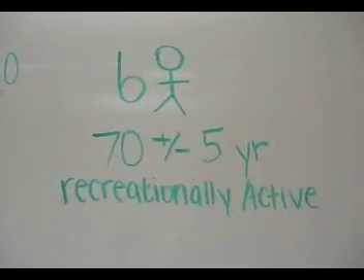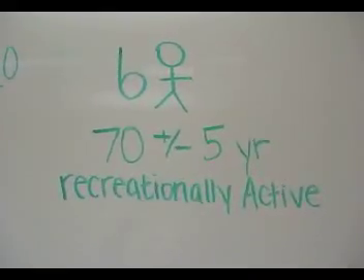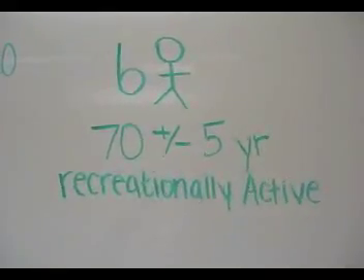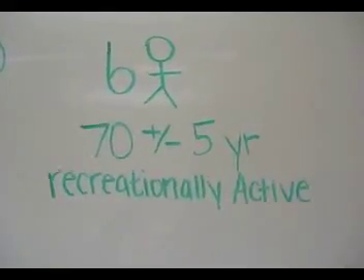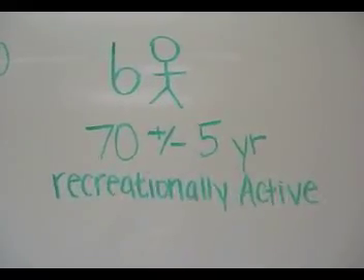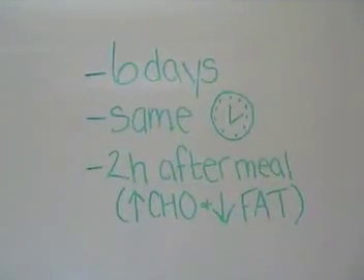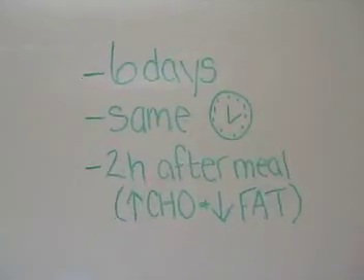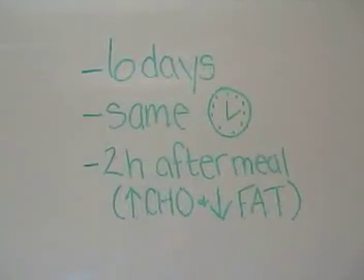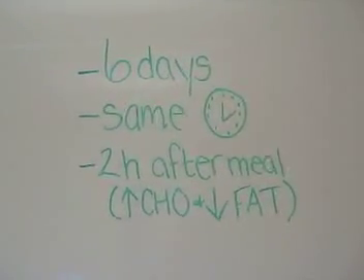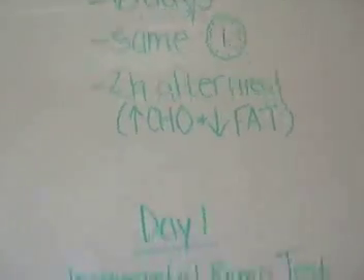Participants in the study were 6 older healthy male adults, aged 70 plus or minus 5 years, who were recreationally active but not involved in specific training. Participants came to the lab on 6 separate occasions at the same time of day, 2 hours after a high carbohydrate and low fat meal.